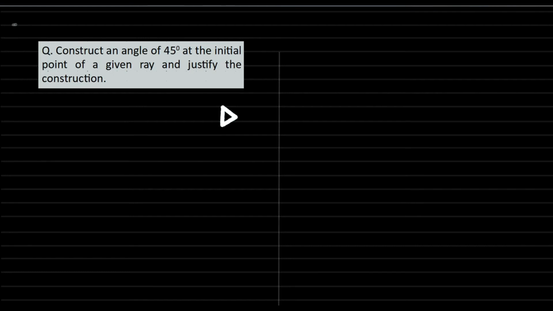Construct an angle 45° at the initial point of a given ray, and justify your construction. So we are looking at a ray first. Let's call it AB. With A as the center, draw an arc.